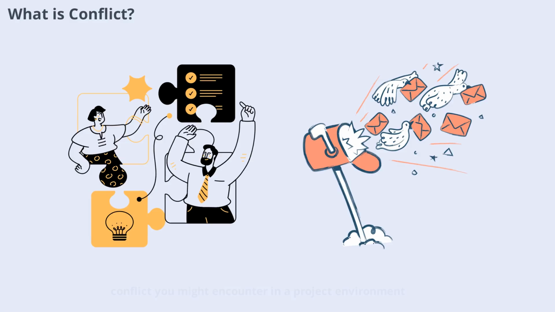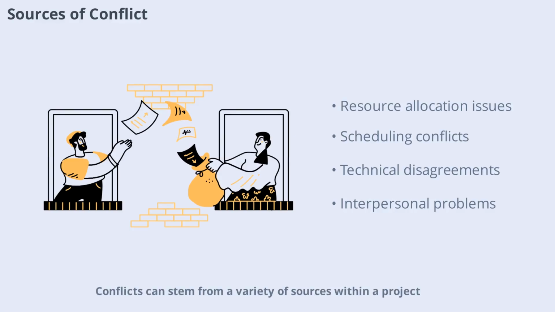Let's dive deeper into the sources of conflict you might encounter in a project environment. Conflicts can stem from a variety of sources within a project. Common sources include resource allocation, scheduling, priorities, technical opinions, and interpersonal issues. Sometimes, conflicts arise due to unclear roles or responsibilities, or even cultural differences within a diverse team. Recognizing the source is the first step in managing conflict effectively. By identifying where the disagreement originates, you can tailor your approach to resolution.